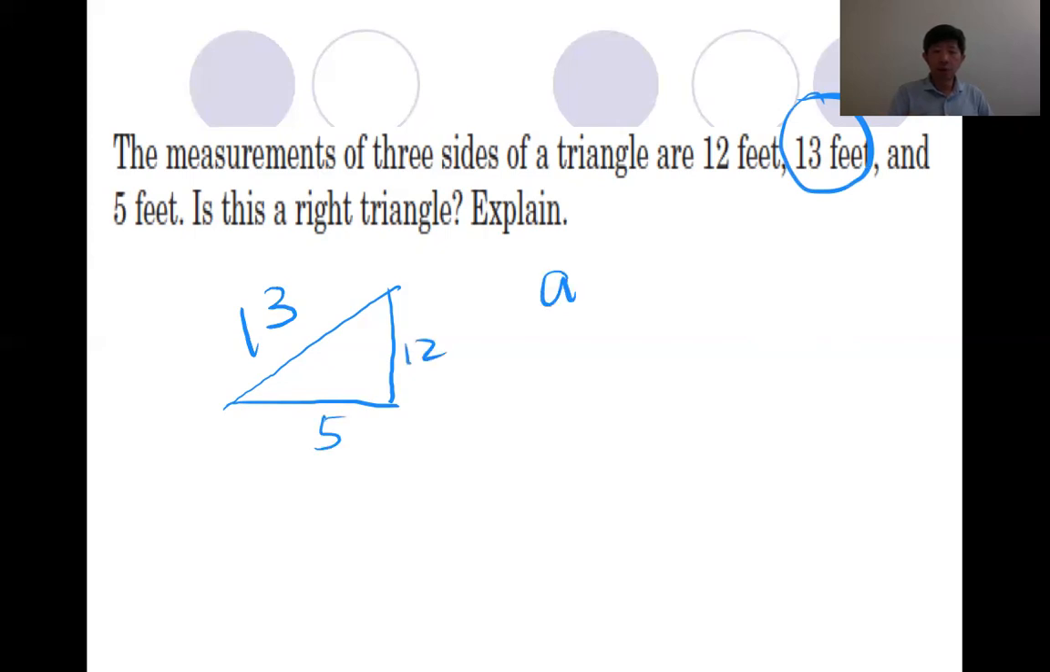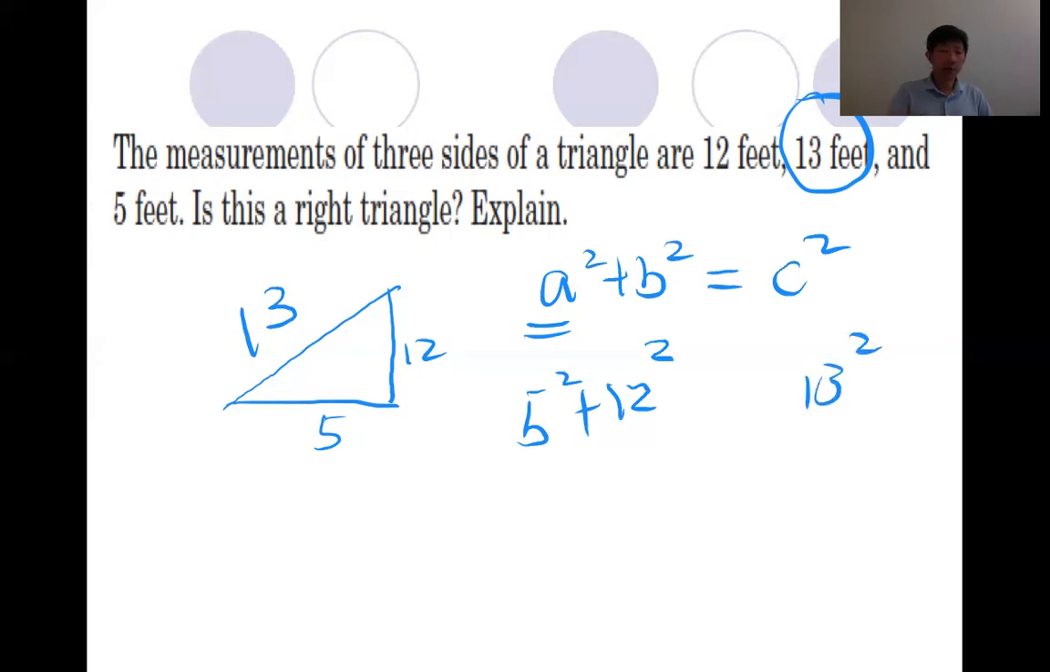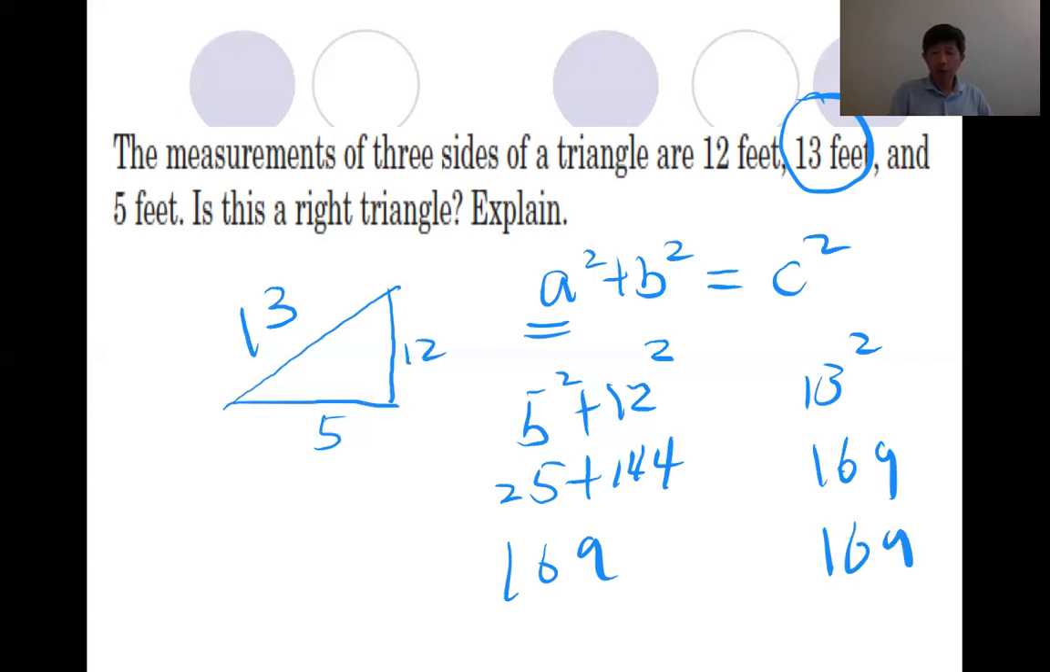So we have a squared plus b squared equals c squared. Now a is 5 squared, b is 12 squared, and c is 13 squared. So now we have 25 plus 144, and the other side is 169. 25 plus 144 is 169. Did you see it? They are equal. Now that they are equal, what happened? This is a right triangle.